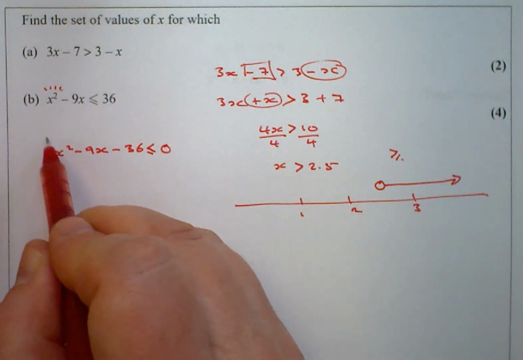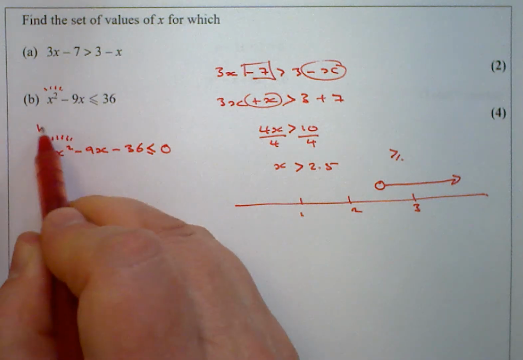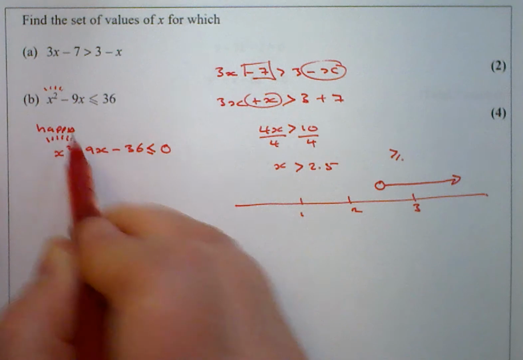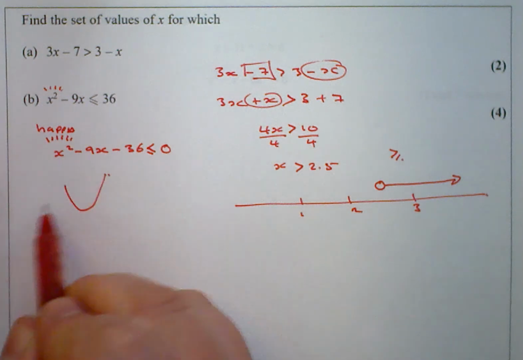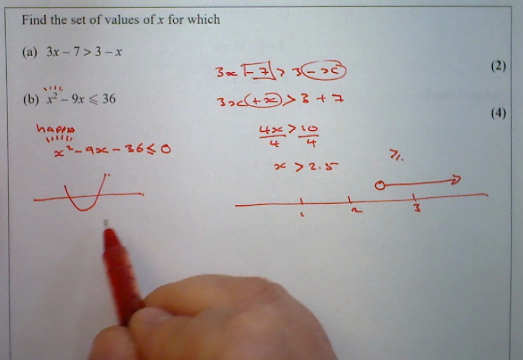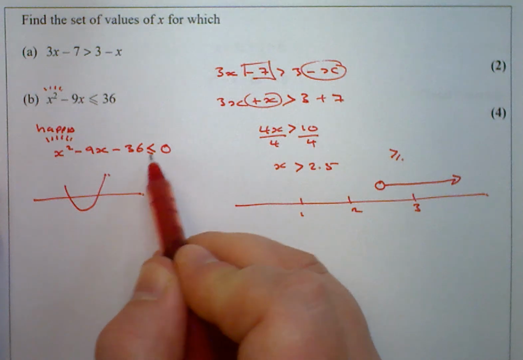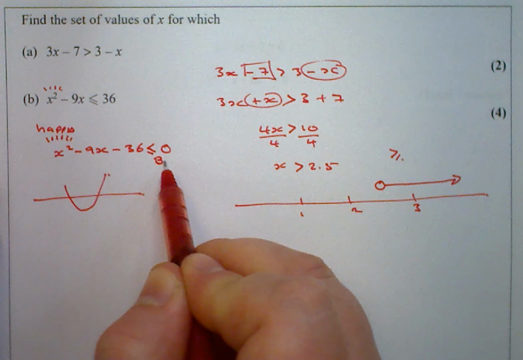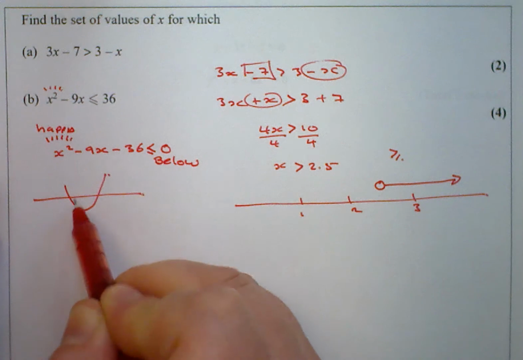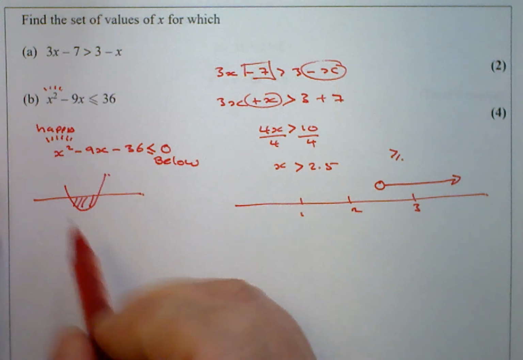Now, if the x squared term is positive, it's happy. So nice smiley face. And what we need to do is work out if we want above or below sea level. And this is below because it's less than, so we want below sea level. So we will need this region here.